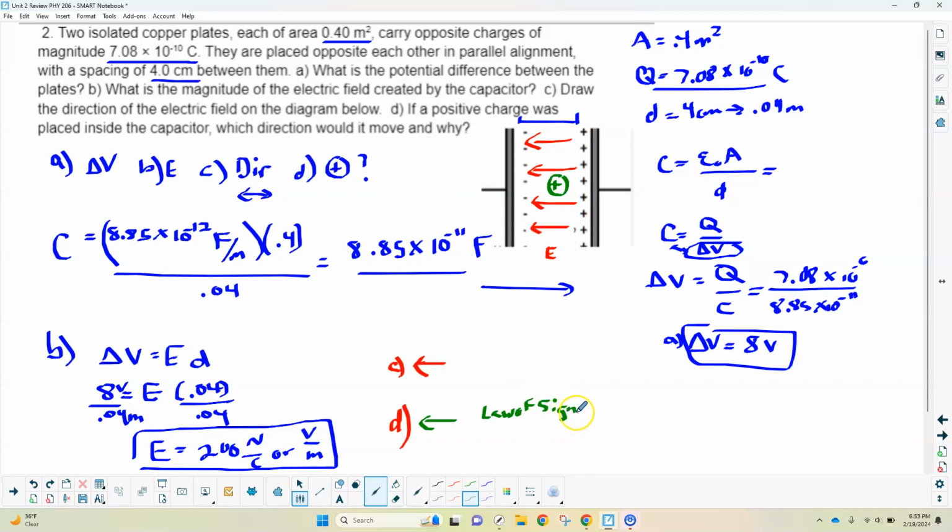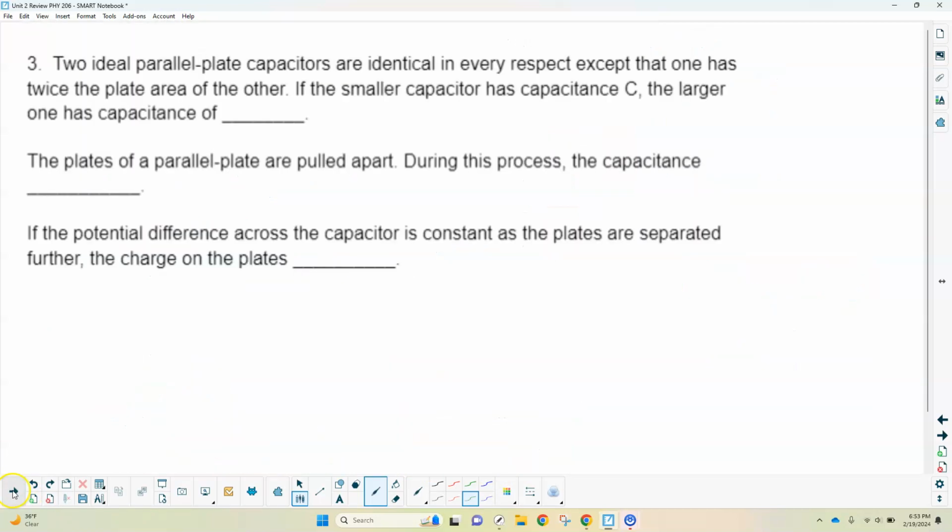So that's going to be the electric force is going to push it in that direction. So the electric force goes to the left on the positive charge, and that's going to make it move to the left. So that's good enough for what we're talking about in question 2. Question 3, again, a conceptual question.